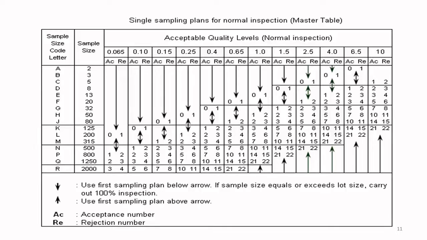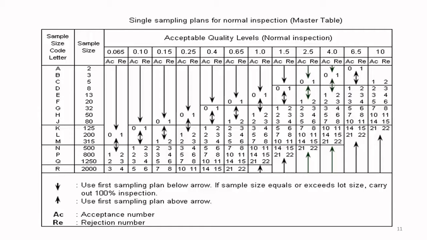Now the left first column is the sample size code letter. This letter you get from the previous slide. The sample sizes 2, 3, 5, 8, 13, 20 are the list of sample sizes corresponding to the sample size code letter. So if you have an A, the sample size is 2. If you have a B, your sample size is 3, and likewise. So the first two columns are done.